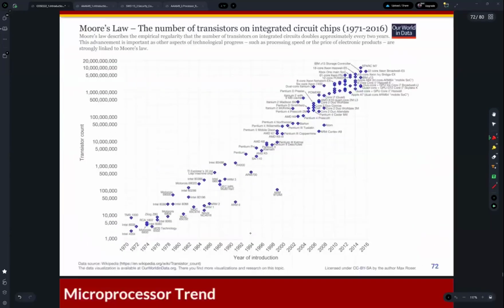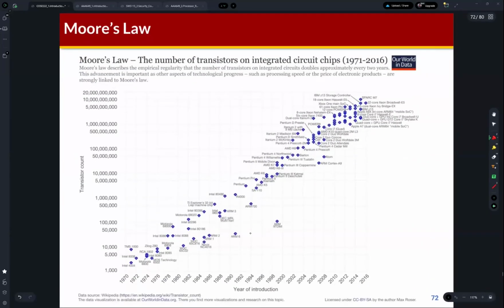So this is a real trend. The y-axis is the year, the time, and this is the transistor count. This is a log scale. You can find that the number of transistors per chip or per processor increases linearly in this graph, but it means exponentially. Okay? Increases exponentially by Moore's law.